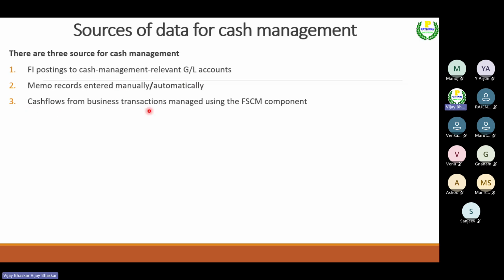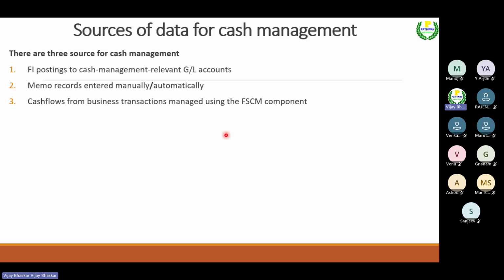Cash flows from the business transactions managed using the FSCM components. So cash flows from the business transactions, meaning that if there are any treasury operations, we just saw money market, right? Likewise, there are other submodules: money market, foreign exchange, securities, derivatives, trade finance. There are a number of modules which are available. We must take into account transactions related to some of those modules also for planning purposes.